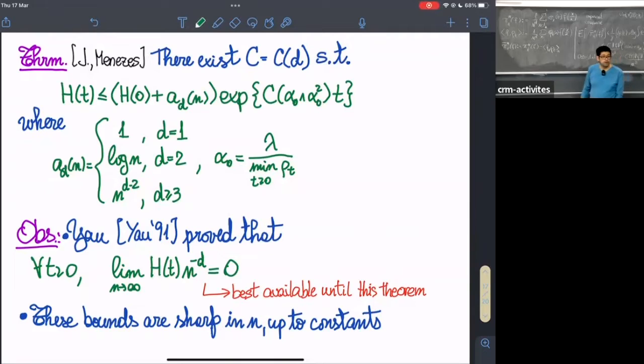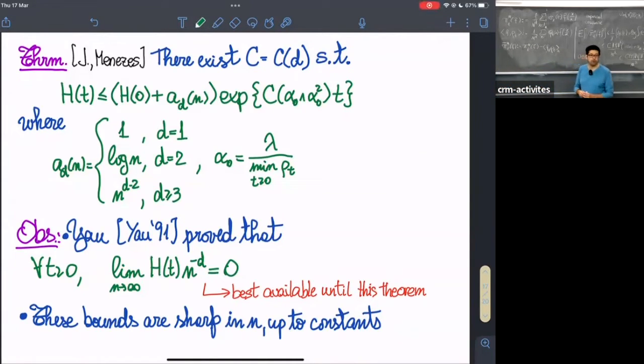Using the log-Sobolev, could you get a better estimate, or is this the best? So for example, that's my next comment. So now I want to argue that this is the best you can do. Okay, so this is a little bit of publicity. This is related to this observation about quantitative hydrodynamics. So before our work, it was known that the limit of the entropy divided by n to the d converges to zero.